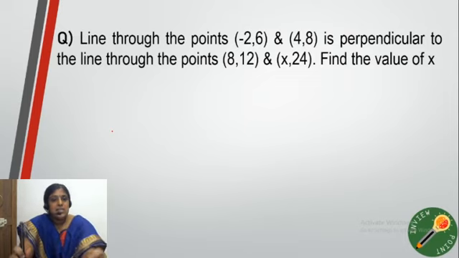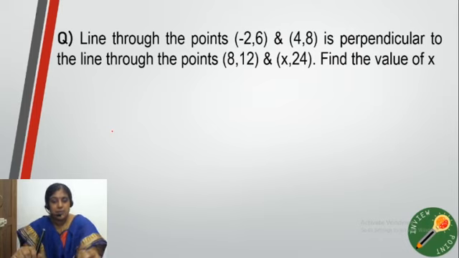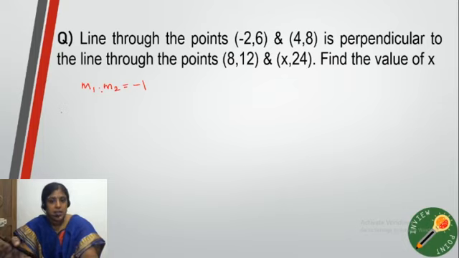See, the question is: the line through the points minus 2, 6 and 4, 8 is perpendicular to the line through the points 8, 12 and x, 24. Find the value of x. Here the two lines are perpendicular to each other, right? So the product of their slopes is equal to minus 1, that is m1 into m2 is equal to minus 1. Let m1 be the slope of the first line and m2 be the slope of the second line.